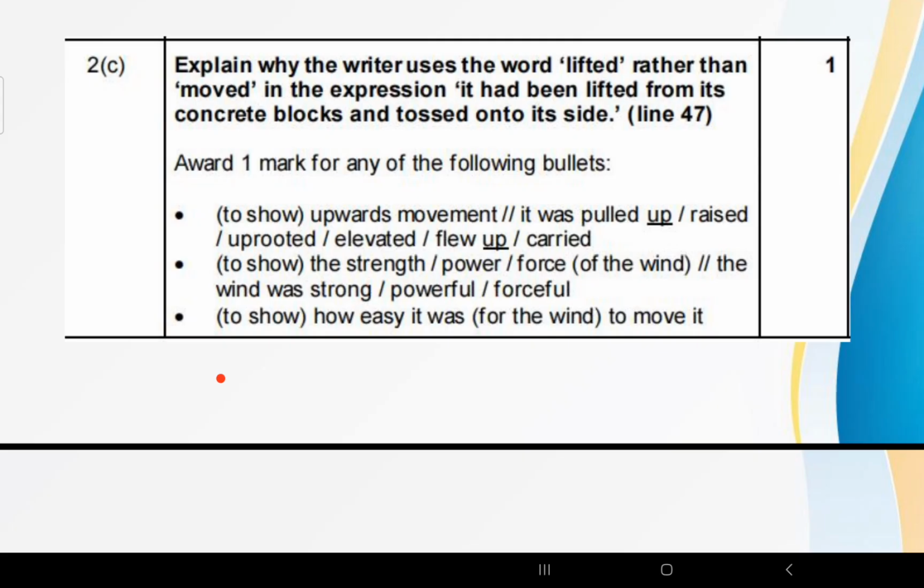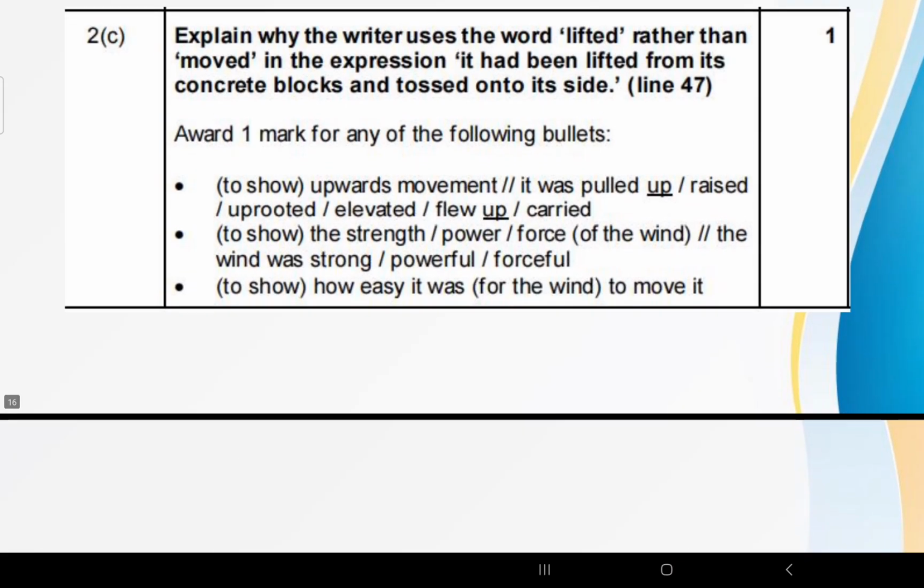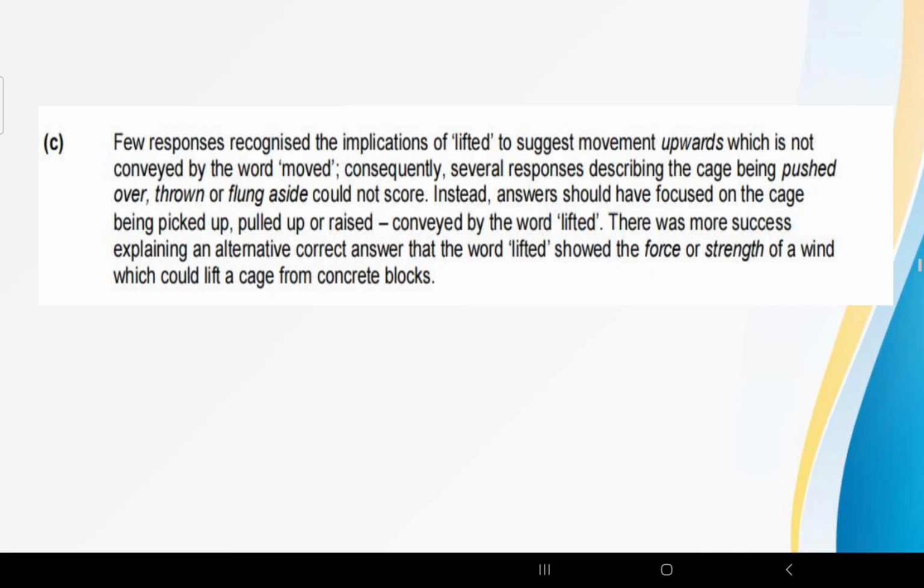Second is to show the strength, power, and force of the wind. The wind was so strong, powerful and forceful. Or to show how easy it was for the wind to move it. So this is the difference between why the writer is using the word lifted. You can use any one of them. Explain the difference of the two words.